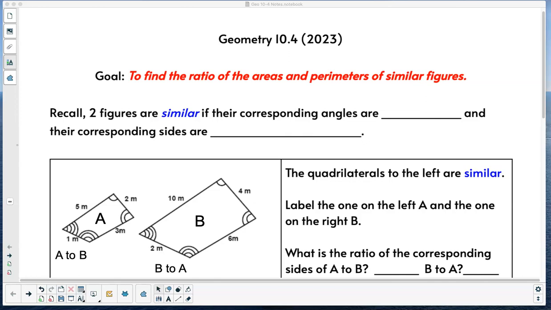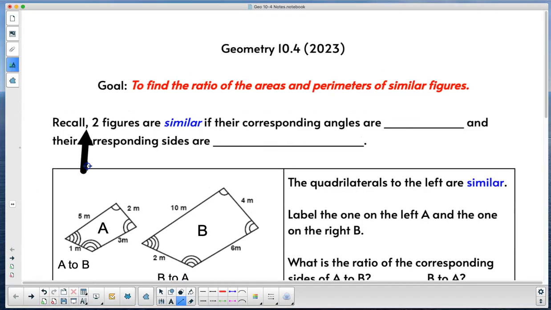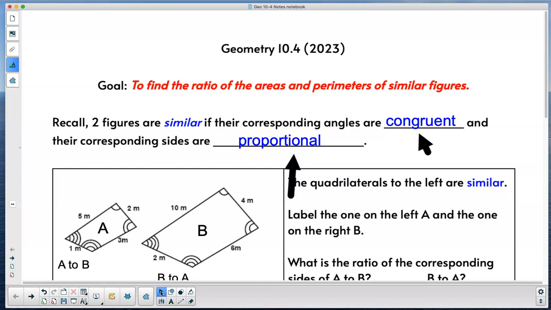Our goal today is to find the ratio of the areas and perimeters of similar figures. Now we've got to recall two figures are similar if their corresponding angles are congruent, and their corresponding sides are proportional.